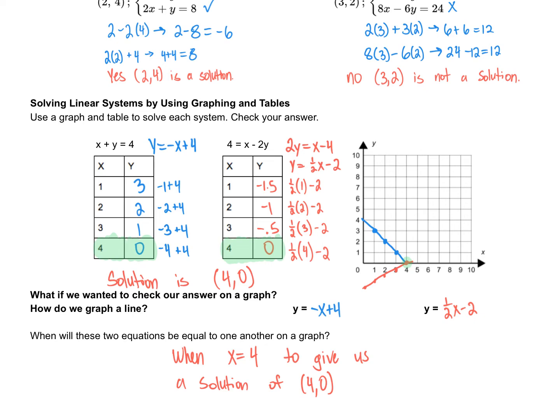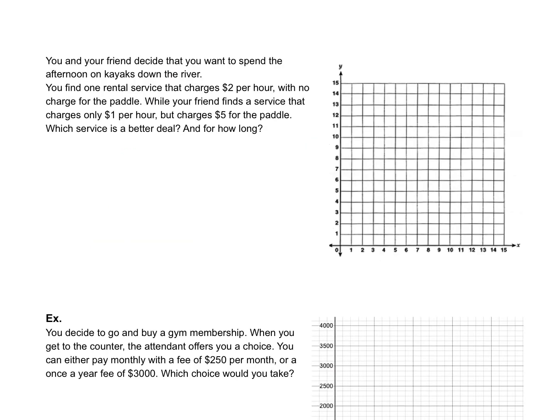All right, next page. You and your friend decide you want to spend the afternoon on kayaks down the river. So you find one rental service that charges $2 per hour with no charge for the paddle. So if I want to represent that, maybe I'll just go number 1. I could say y equals 2x. So $2 for every hour with no charge for the paddle. Your friend, on the other hand, found a service that is $1 per hour. So y equals 1x, but charges $5 for the paddle. So I need to add on an additional $5 right away.